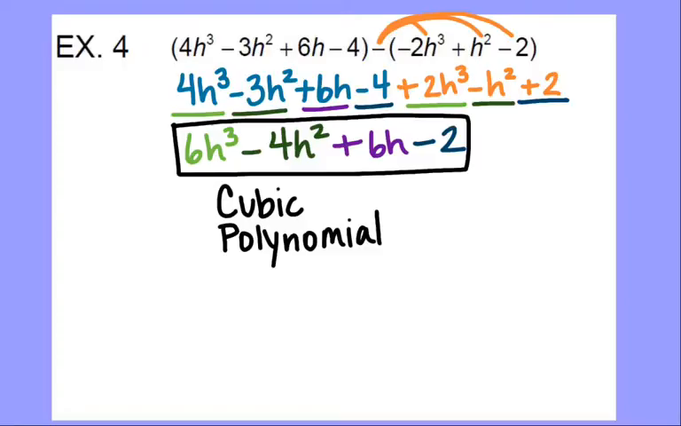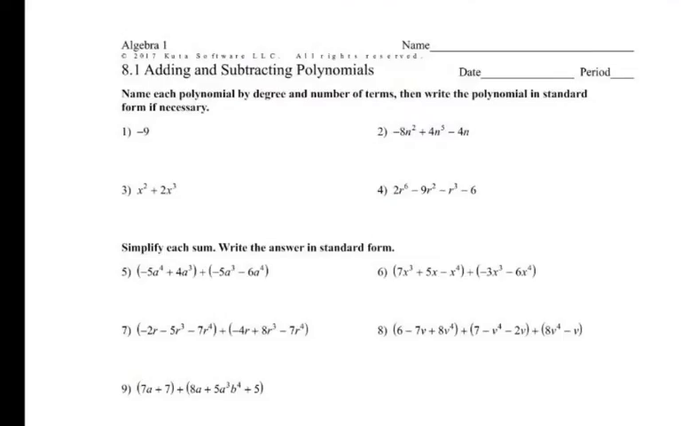Okay, so that's all for the notes. The substitute's going to go ahead and pass out your assignment. When you get your assignment, you're going to see that the first 4 problems just ask you to name the polynomial by degree and the number of terms, and to write them in standard form if you need to. Questions 5 through 9 say to simplify the sum, then write in standard form. So you're just adding on 5 through 9.